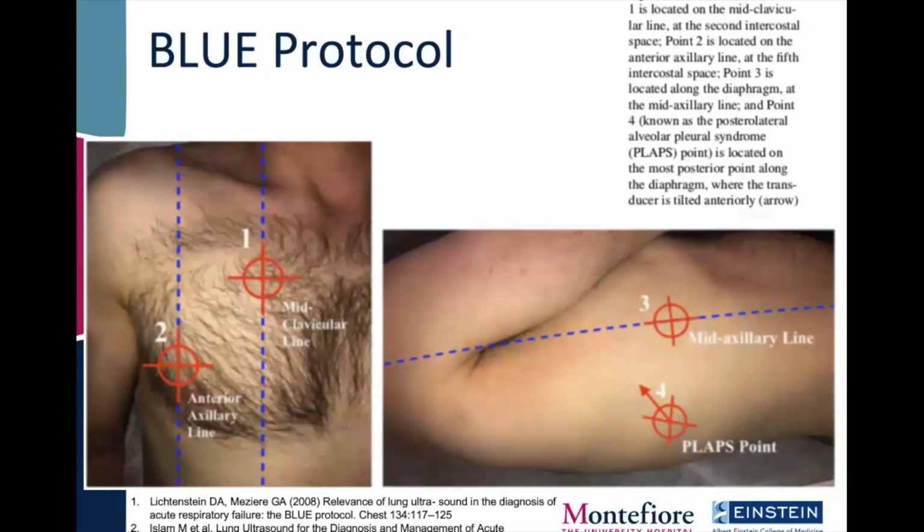To validate, we'll go over the paper in which he published the Blue Protocol, but just briefly, in a study of 260 patients with acute dyspnea that presented to the intensive care unit, evaluation of these 4 points per hemithorax, and of course identifying and interpreting specific sonographic findings at each point, led to a correct diagnosis of acute respiratory failure in over 90% of cases.